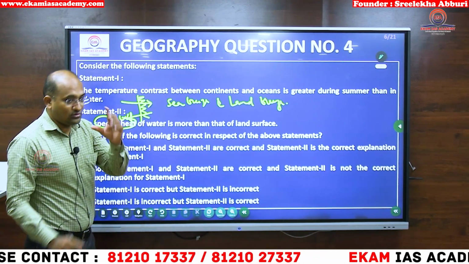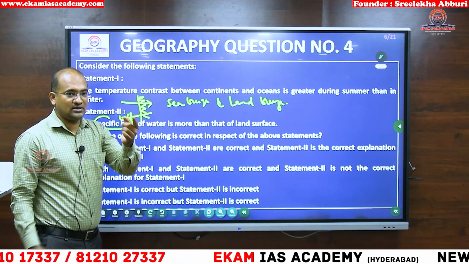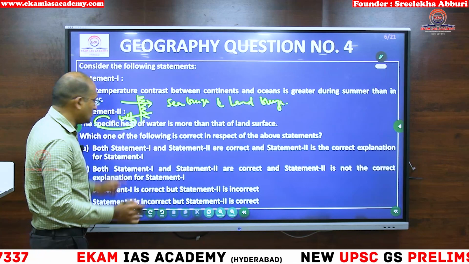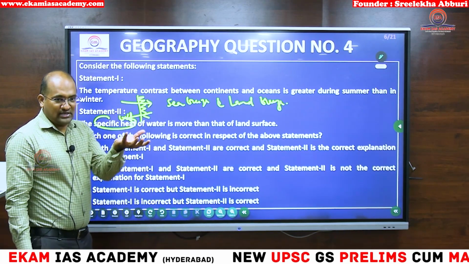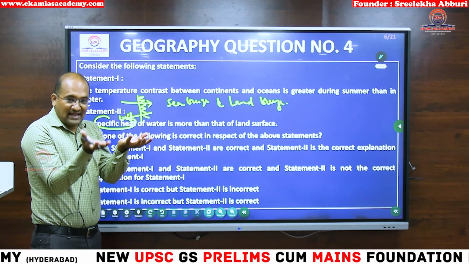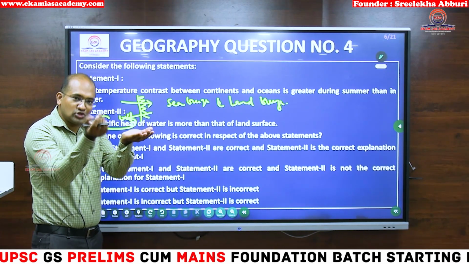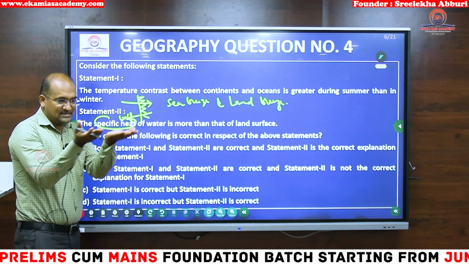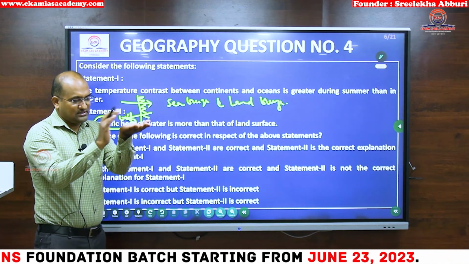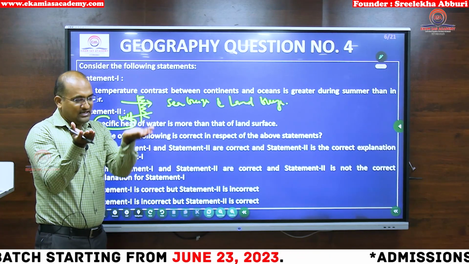Specific heat is the amount of heat energy required to raise the temperature of a 1 kg body by 1 degree centigrade. So, water will take more energy, whereas land will take less energy. That means land will heat very fast, and water will get heated slowly. So, that is the specific heat. That is the reason during the summer season land gets very much heated, whereas the sea is comparatively low in temperature, because land heats up fast and the sea heats slowly.